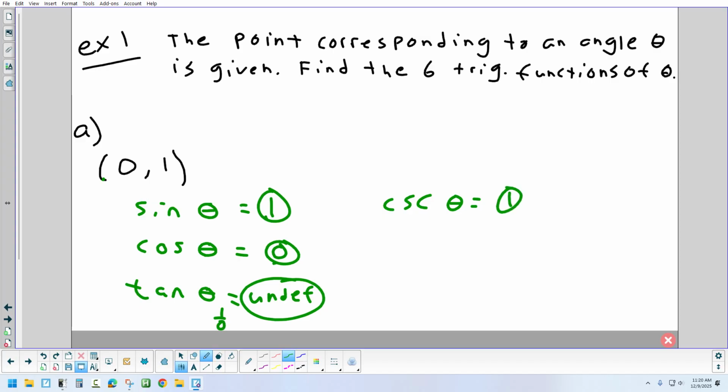There are two numbers you can flip and they stay the same. That's one of them, 1. What's the other number you can flip and it stays the same? Yep, -1. All right. Next one. What's the name of the function that you get when you flip the cosine? Yep. That's it. Secant.